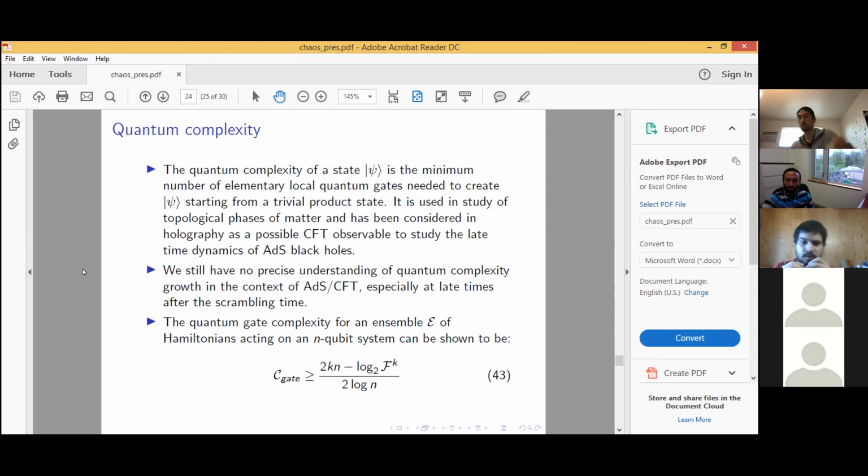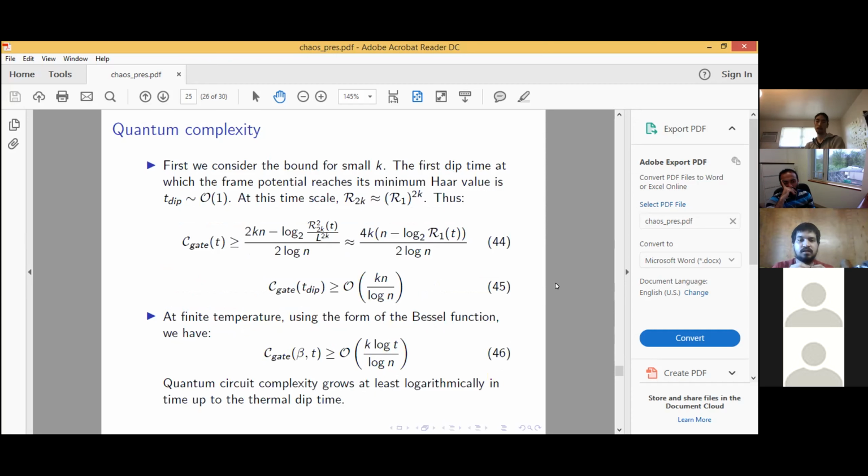So we do have some intuition about quantum complexity growth at early times, but at late times, that's after the scrambling time, we don't have a very good idea for it. The quantum complexity for an ensemble E acting on an n qubit system that is approximately a K design can be shown by certain counting arguments to be bounded below by this: 2kn minus the log of the kth frame potential, divided by 2 log n. First we look at the bound for small values of k.